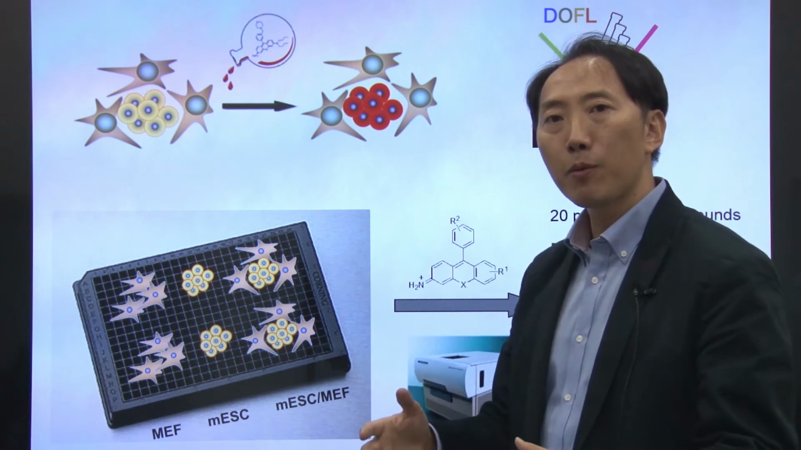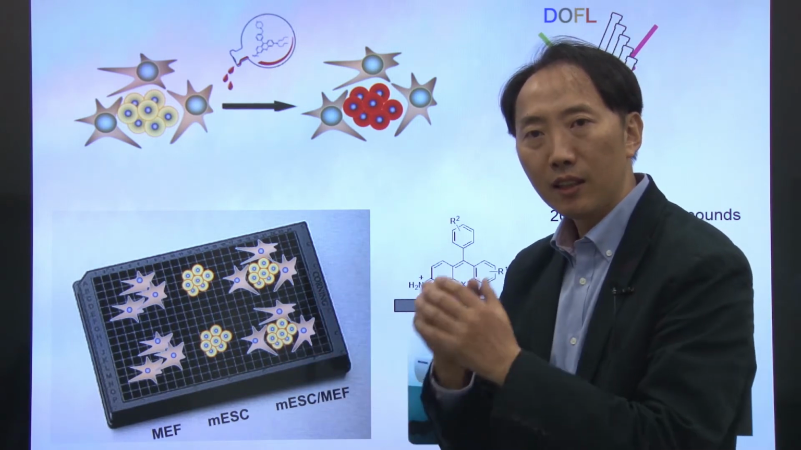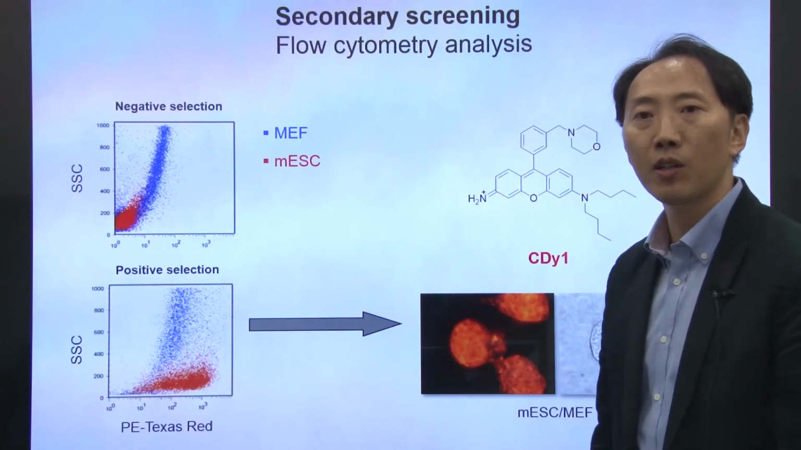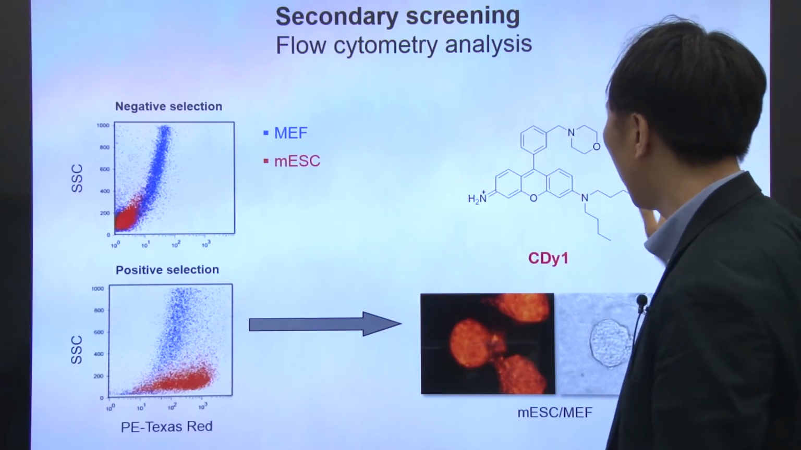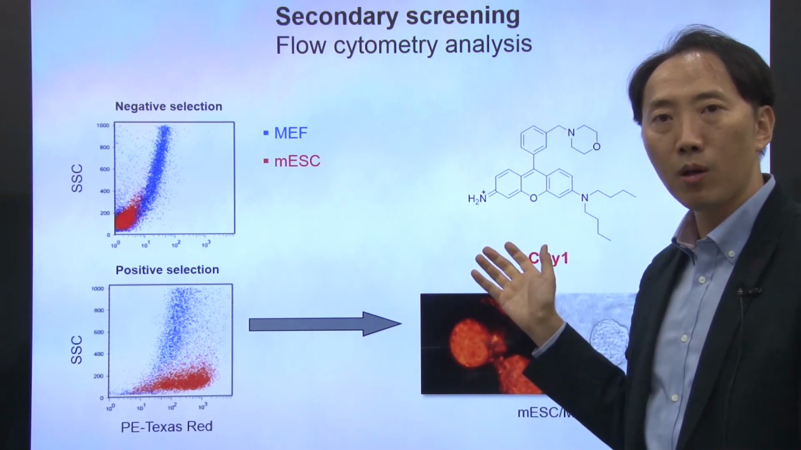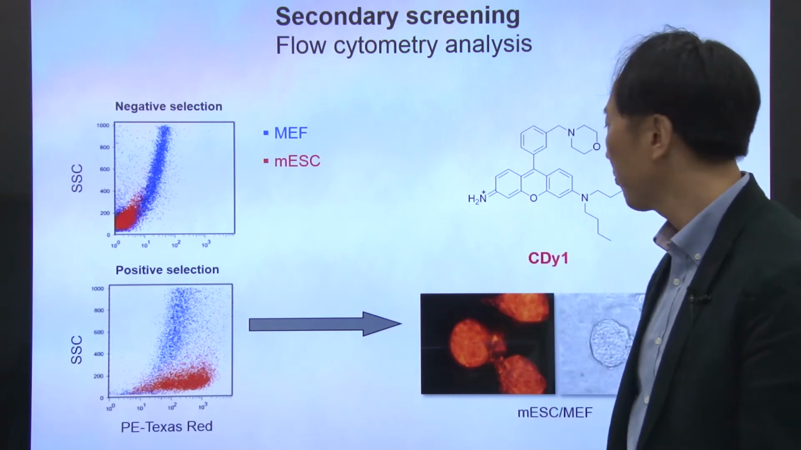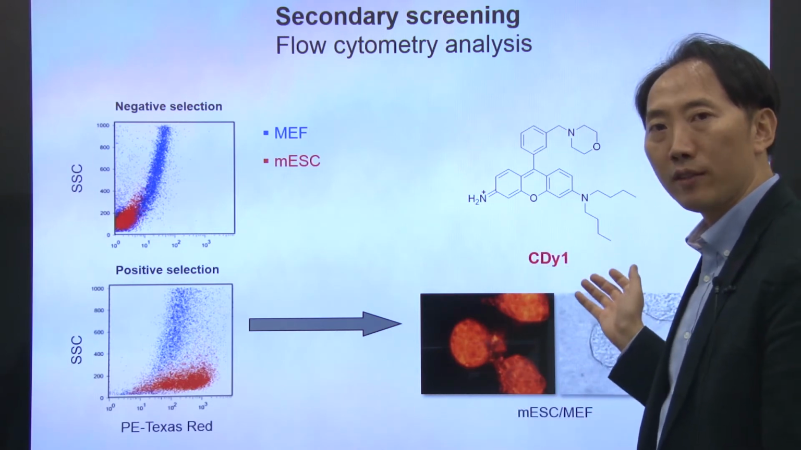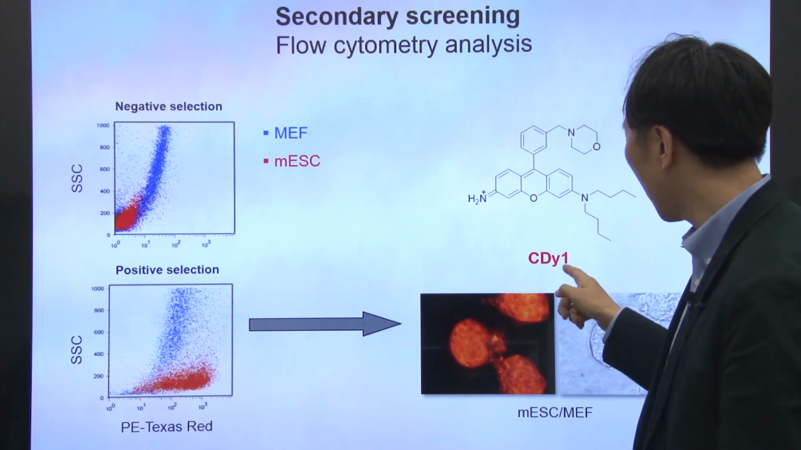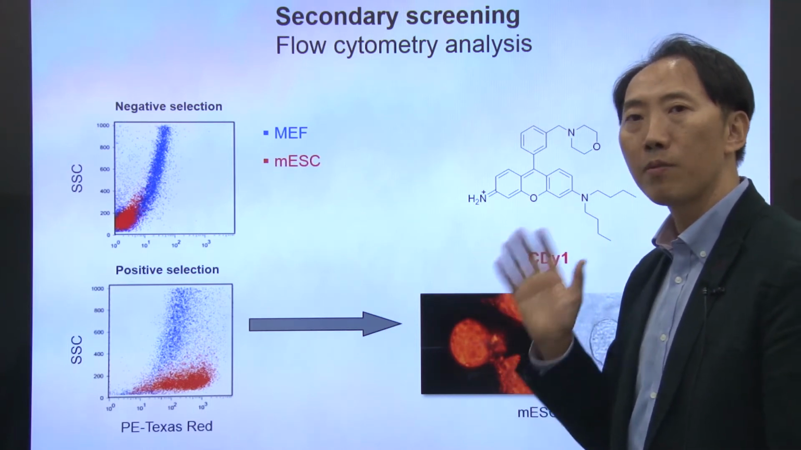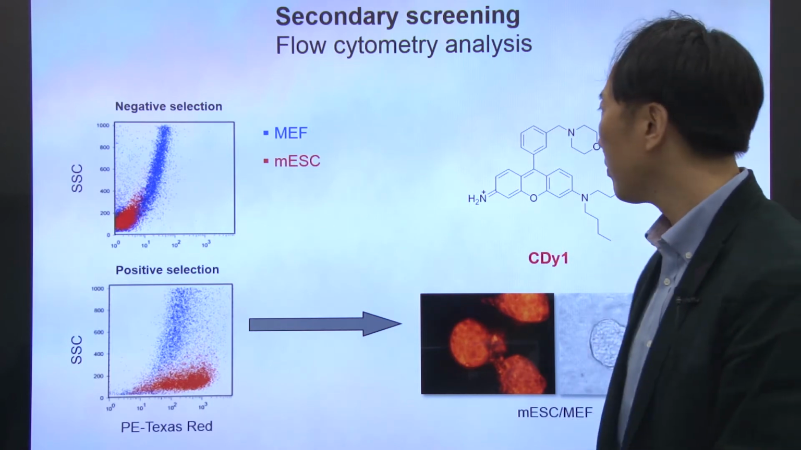By using this kind of primary screening, you can select possible candidate molecules, and then by testing several other conditions, you can make out this kind of probe. This is the first small molecule probe for embryonic stem cells. This kind of probe is called a compound of designation, and every compound has a color, so this has a color code here, CD yellow 1. This is the first embryonic stem cell probe.